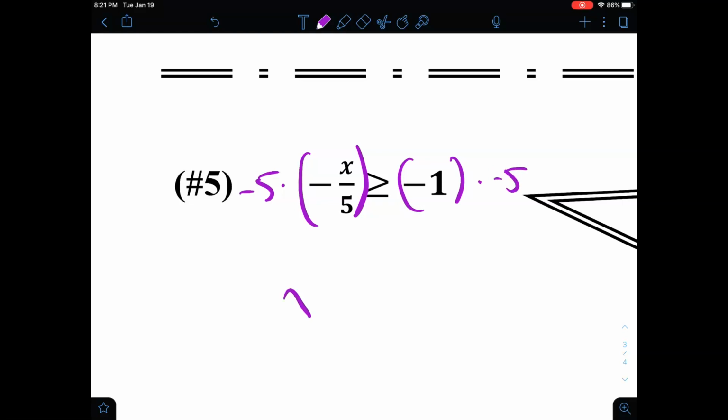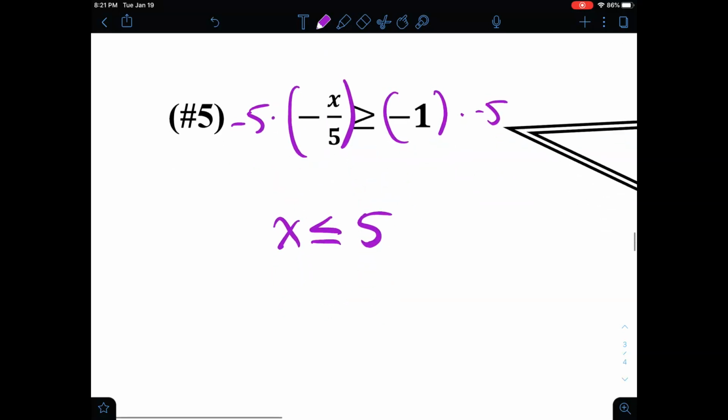So this is going to cancel. So we're going to have x is, we multiply by a negative, so greater than or equal to becomes less than or equal to. And negative 1 times negative 5 is positive 5.